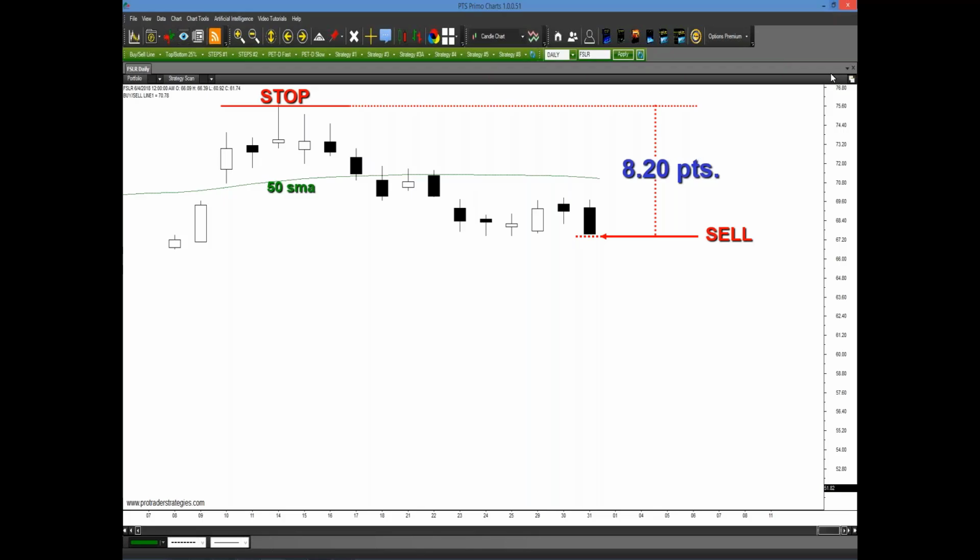Then what you want to do is double that amount, which would be 16.40 points, and then subtract it from where you would initially sell short. So 8.20 times 2 is 16.40, and you would subtract that 16.40 points, and this will give you your level in which to cover your short. And that would be at 51.15. Very simple. This is a very simple risk-reward ratio, very basic. You're making twice what you want to risk.